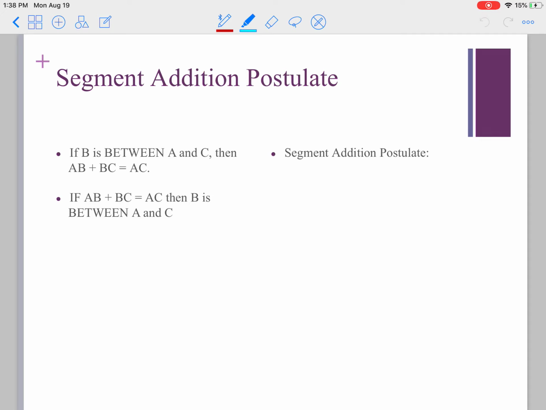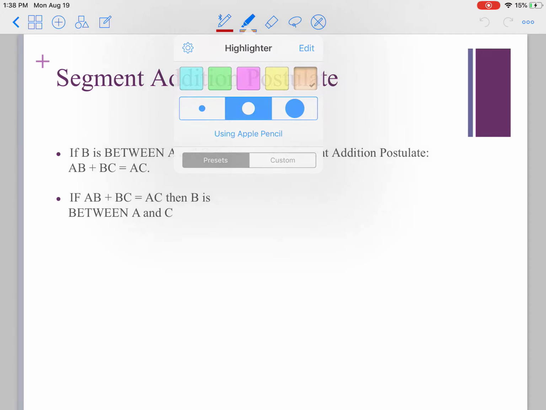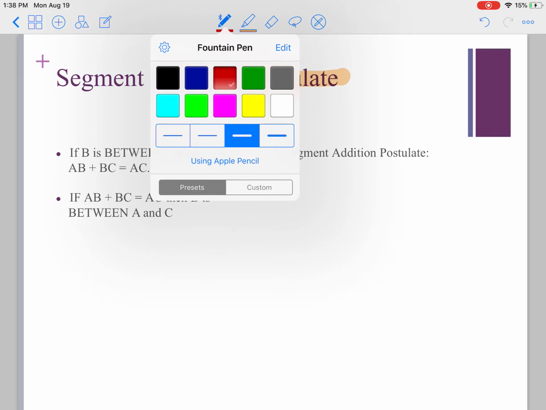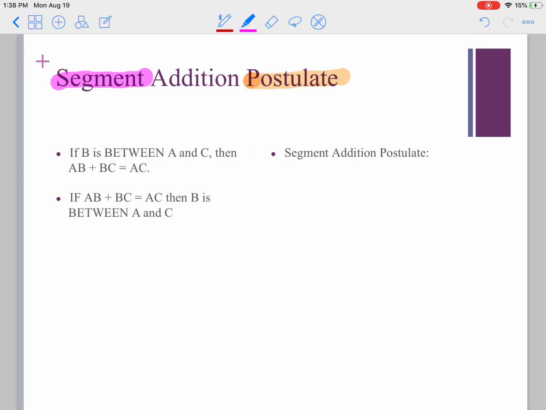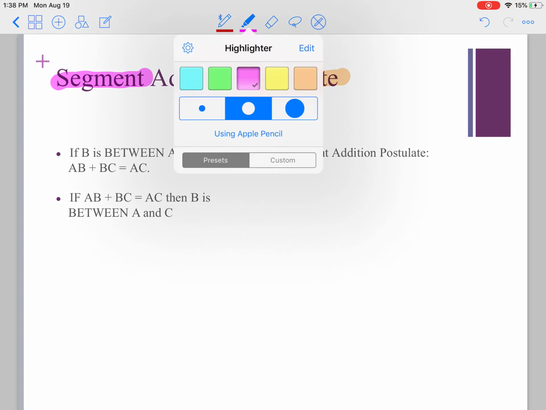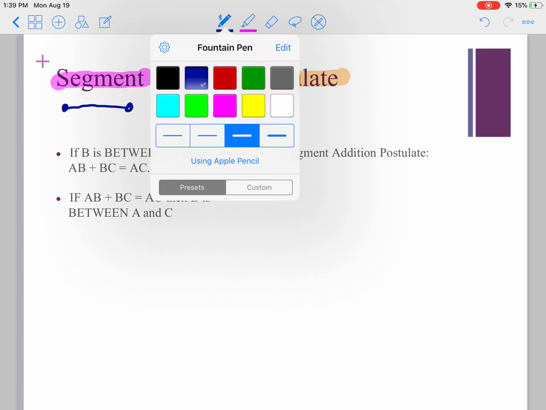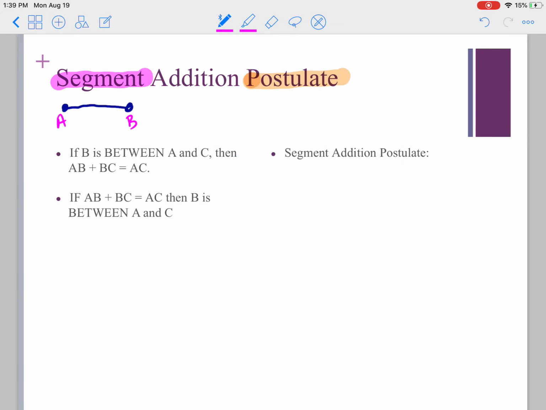So the segment addition postulate. Once again, we have a postulate, meaning that it can be accepted without proof. We're also working with segments, and if you recall from Unit 1.2, segments have endpoints, and we could name them whatever we might choose. The segment addition postulate, as the name might imply, is working with the operation of addition.